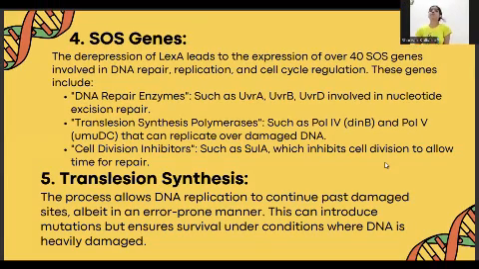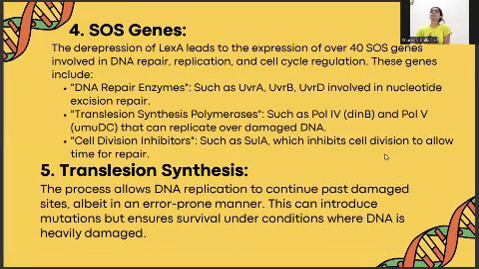We'll begin with the fifth point, translesion synthesis. The process allows DNA replication to continue past damaged sites, albeit in an error-prone manner. This can introduce mutations but ensures survival under conditions where DNA is heavily damaged. Now, this point stresses the translesion synthesis process, wherein mutation can occur in the cell when it is undergoing SOS repair, but at least it is ensured that the DNA strands undergoing this type of mutation get some chance of survival when heavily damaged.